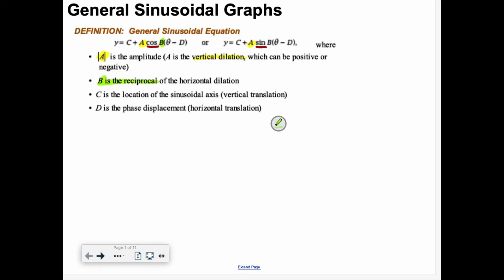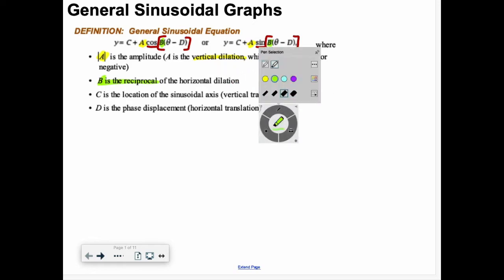If you're wondering why B is the reciprocal instead of just the horizontal dilation, it has to do with the fact that B is inside the trig function. And just like we know from our transformation on functions, whatever is inside the parent function is flipped. So because B is inside sine, it's inside cosine, the value of B is the reciprocal of the horizontal dilation. So if B was 5, that means the horizontal dilation is 1 over 5. If B was a fraction, you would flip it to find the horizontal dilation.